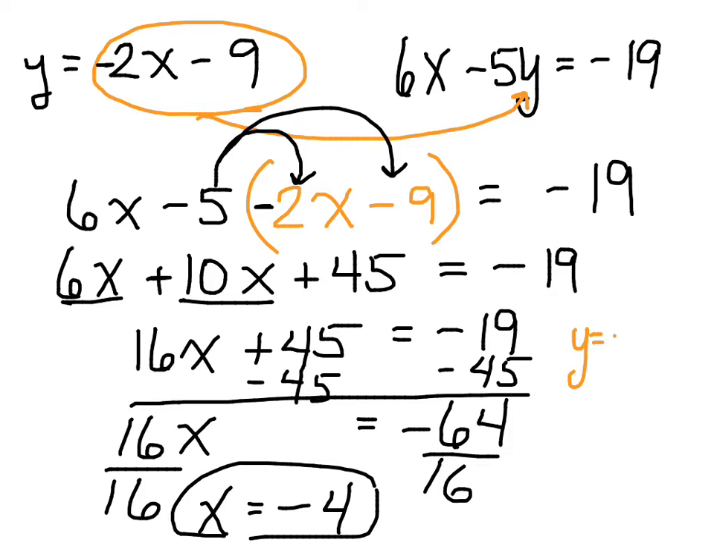y equals negative 2 times negative 4 minus 9. Multiply first. What's negative 2 times negative 4? 8. And what's 8 minus 9? 1. No, it's not. Negative 1.